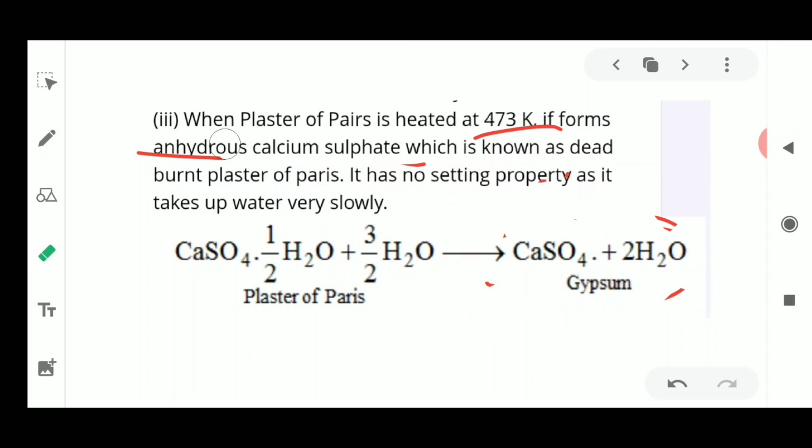It means it is the anhydrous form of calcium sulfate, which does not contain any water of crystallization. It does not have the setting property, as it takes up water very slowly. So it is not going to set into a hard mass. That is why we cannot use this anhydrous form. Only the hydrated form of gypsum, that is CaSO4.2H2O, can be used to form plaster of Paris after heating.